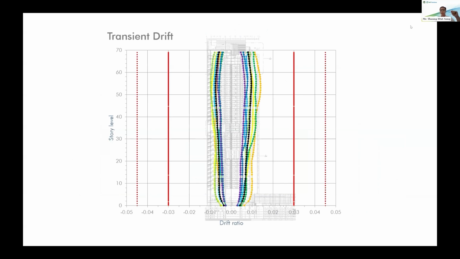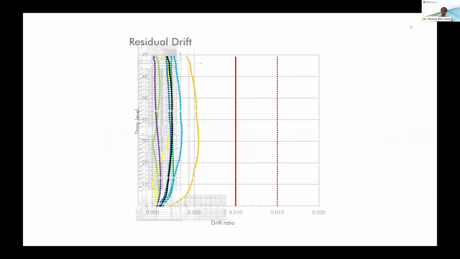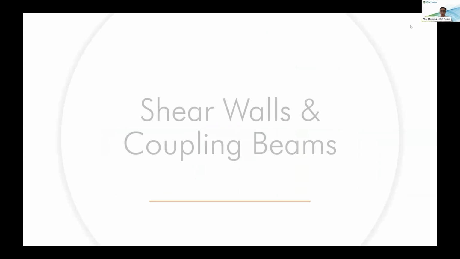And we check the transient drift. Here is the sample transient drift plot, and average drift is shown in the black color. So average drift is checked with the 3% limit, and individual ground motions are checked with the 4.5% limit. And this is for residual drift.